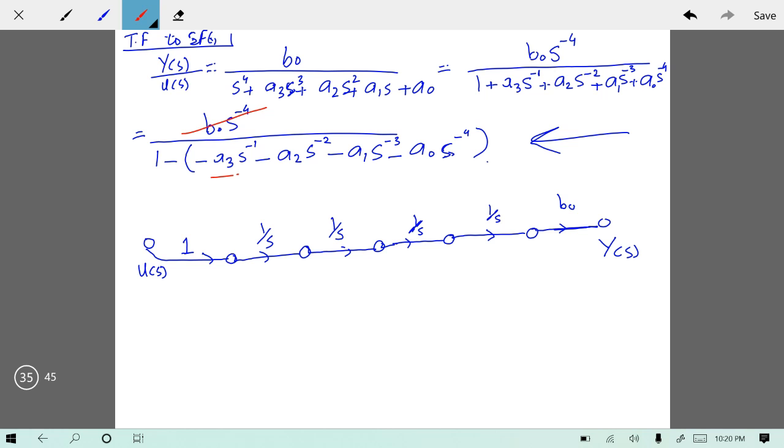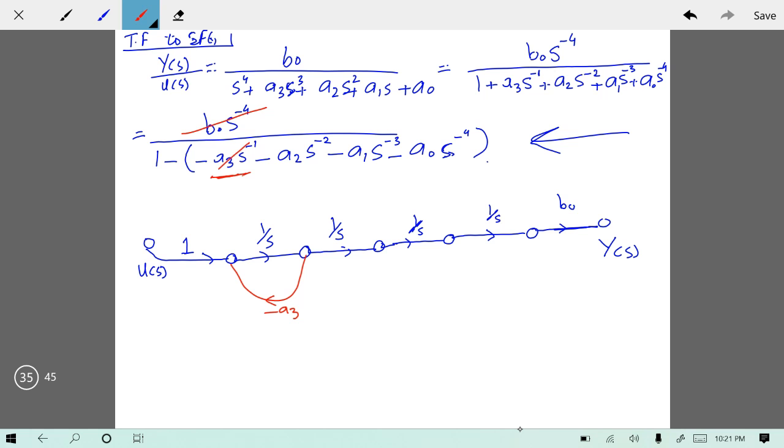So now to address this term minus a3 s inverse, I can either make a loop over here and give it again minus a3, or I can make a loop over here as well. It makes no difference. However, the shape of the graph will change. Whatever the shape in either case, the transfer function will be the same for both. So this is minus a3 s inverse.